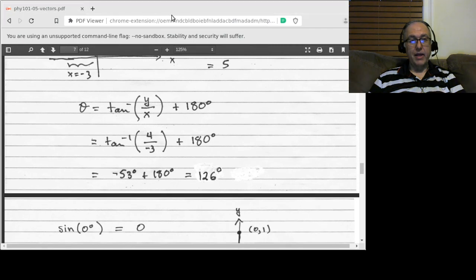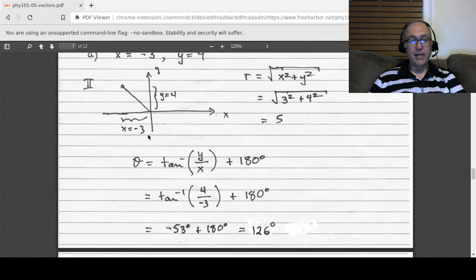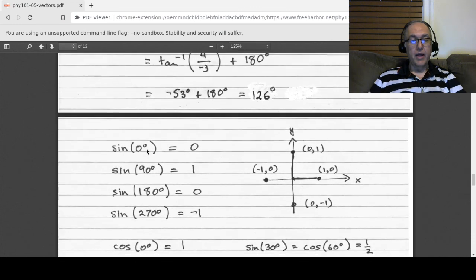And this is going to give me, oops, there we go. Sorry, resize the window. So the inverse tangent of 4 divided by -3, that's -53 degrees, plus 180, and that gives me 126. And if you look at my diagram again, you'll see that that kind of makes sense, because if I measure from the positive x-axis, it's definitely more than 90, less than 180, about 126 degrees there. Okay, great.